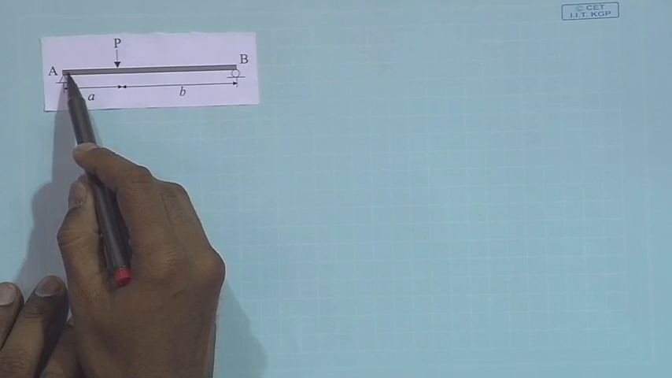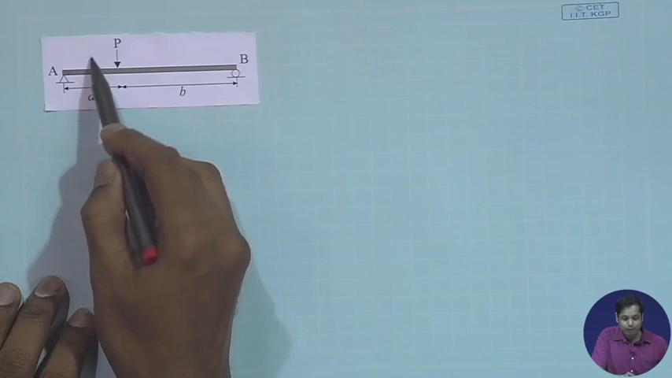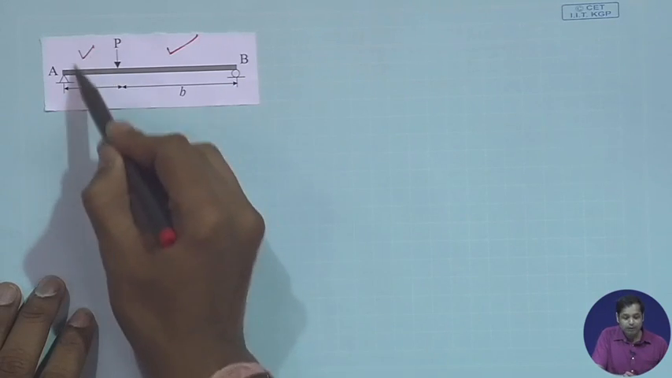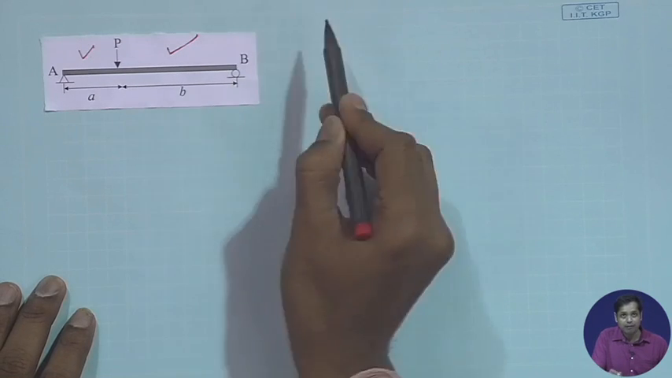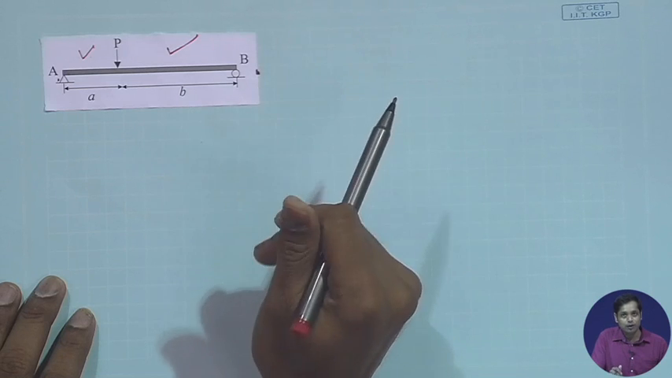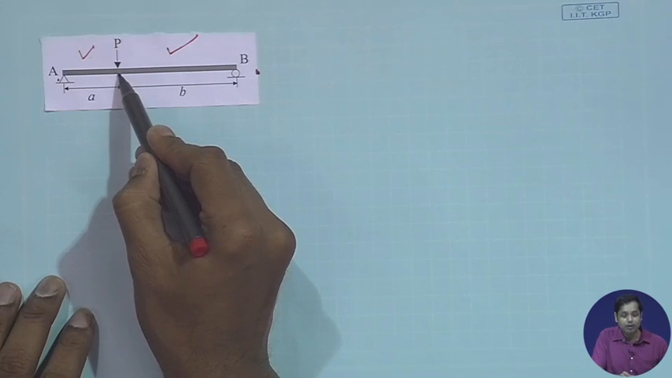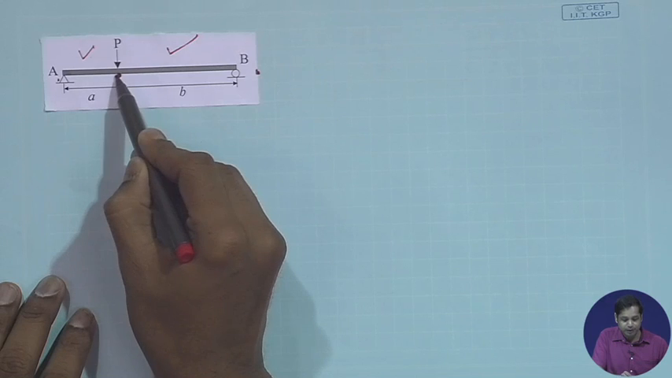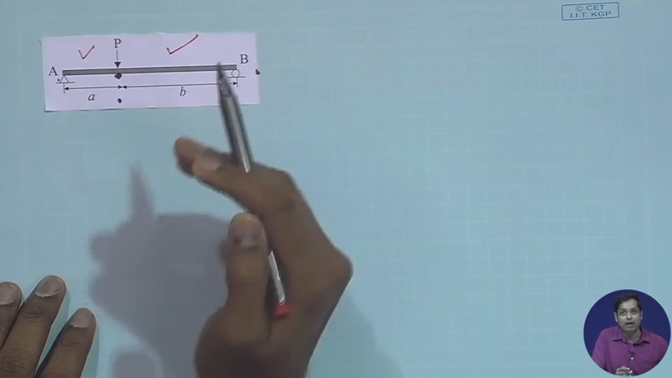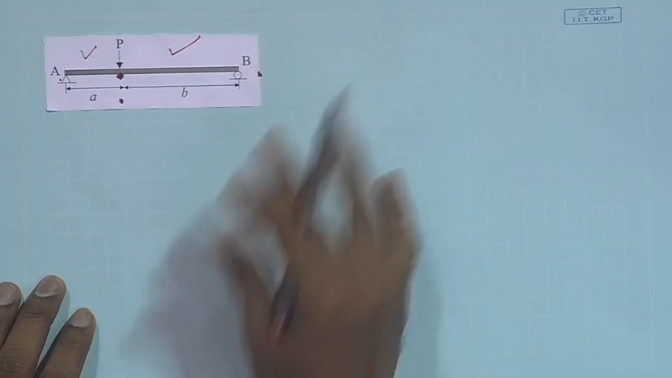Say in this problem, you have an expression for bending moment for this part, and another expression for bending moment for this part. This part has 2 constants, that part has 2 constants. Boundary conditions: y equal to 0 here, y equal to 0 here, 2 boundary conditions. We need 2 more: y computed from this part is continuous at this point, and slope is continuous at this point. All these give you the 4 boundary conditions.